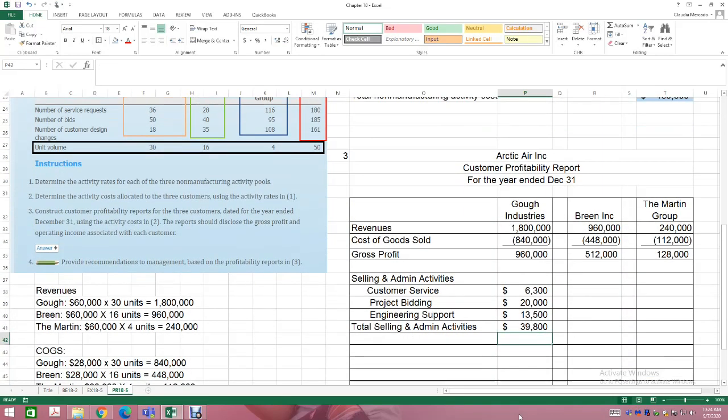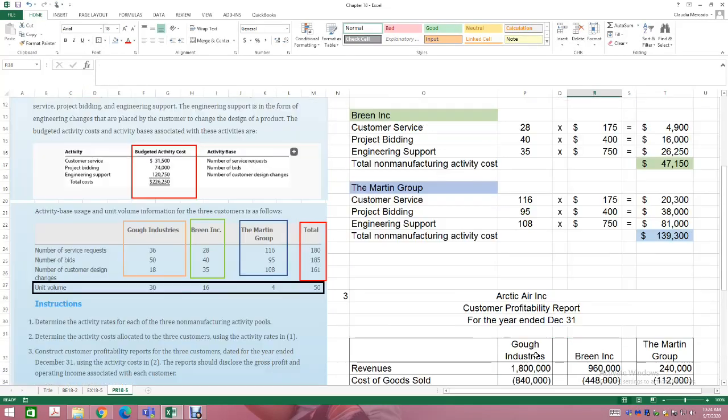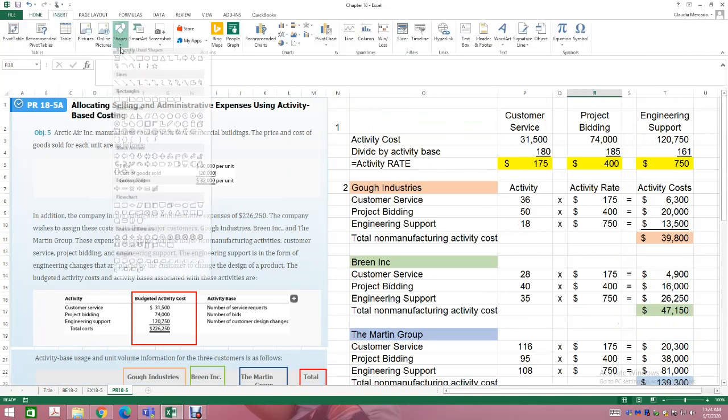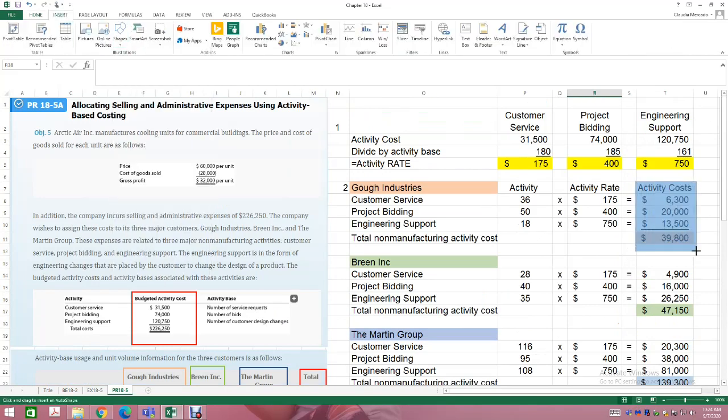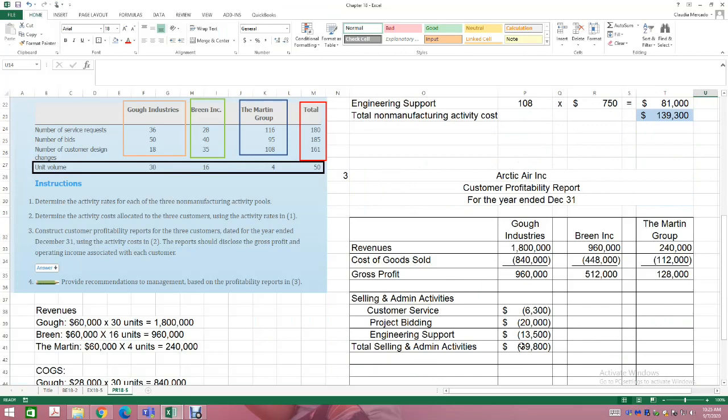Now because these are all expenses, all of these have to have a minus sign or parentheses. That way we know that these are deductions. This is money that we're losing because we had all of these project biddings, customer service, and so on and so forth. All I did was transfer this information to the bottom.